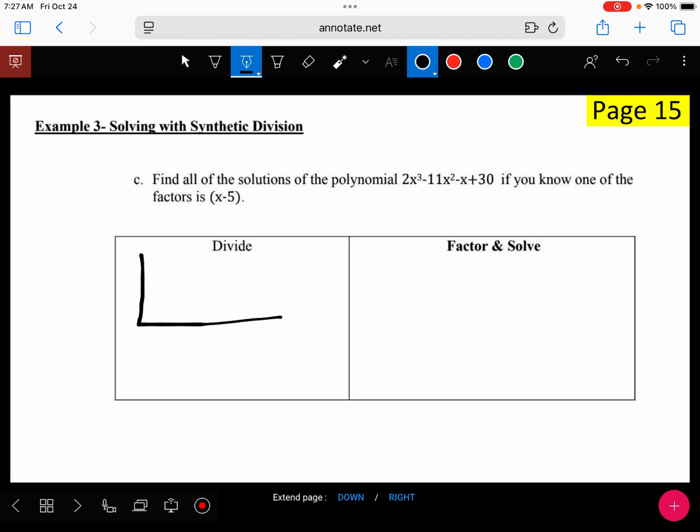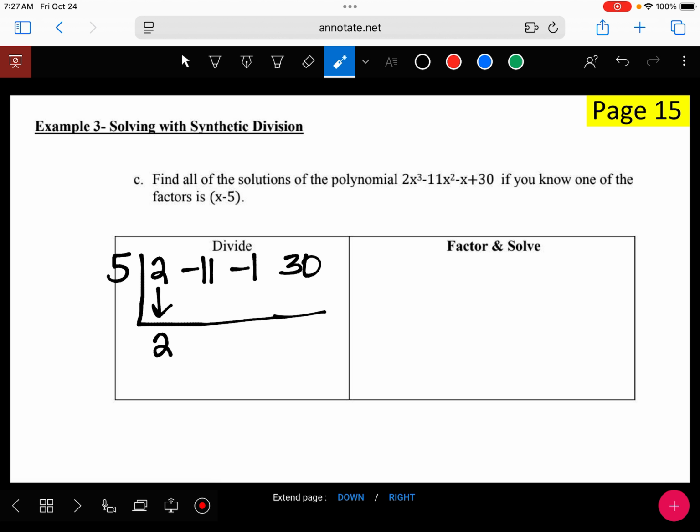All right, Charles, what number goes on the outside of the L? Positive 5, good. Daniela, what are my numbers that are going to go across the top? 2, negative 11, negative 1, and 30. Perfect. All right, we always drop down that first number. Nothing ever happens to that first number. We just drop it.